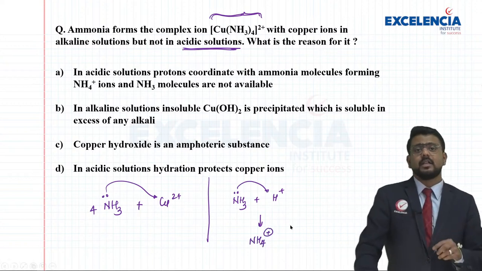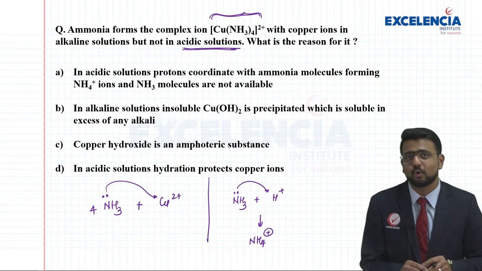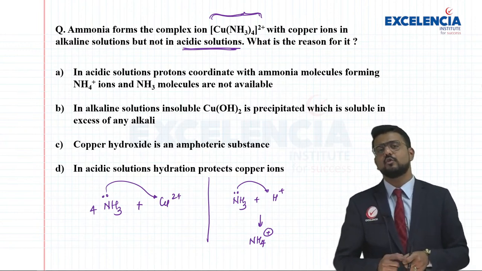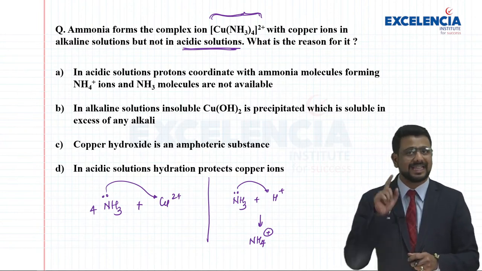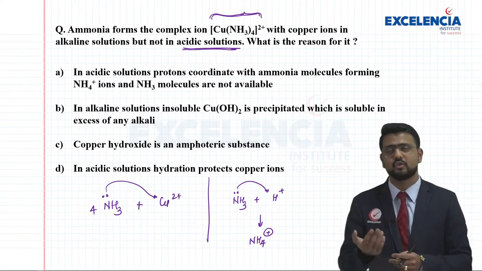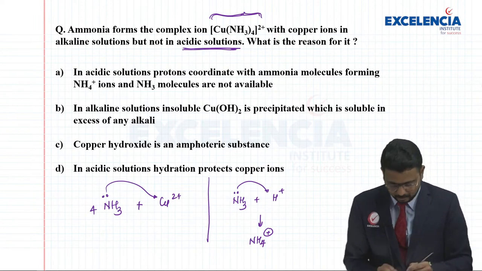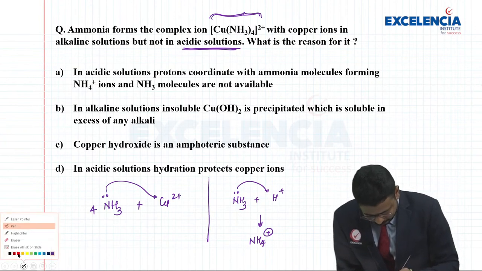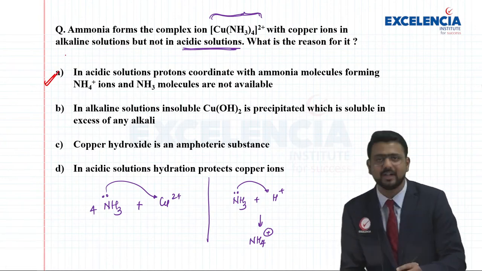Now because of this, the lone pairs of electrons on nitrogen are not available to be given to copper ions, and that's the reason we should not carry out this reaction in acidic medium; rather, we should carry it out in what? The alkaline medium. So your answer here should be option A, right?